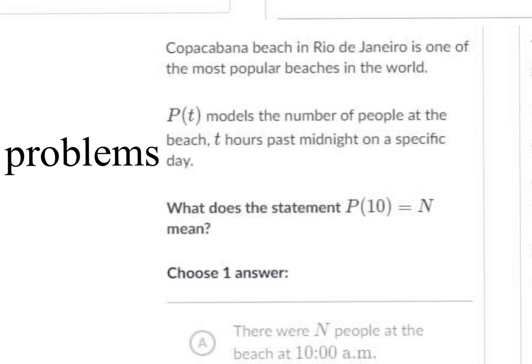Well, let's think about that first. What is the 10? That's what I like to think about. Well, they said that's hours, right? So this means something about at 10 hours after midnight. And then P of that equals N.